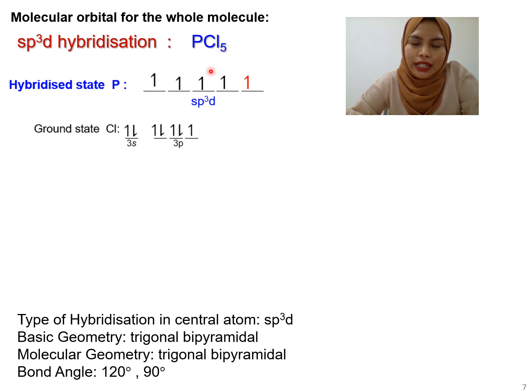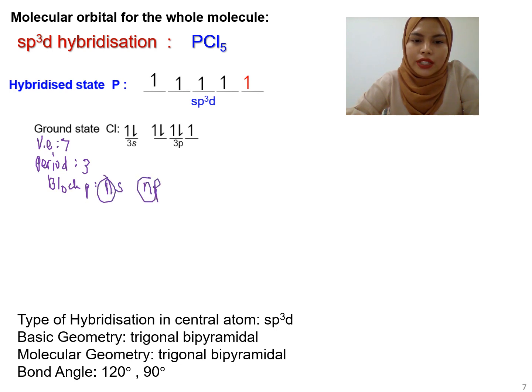Okay, untuk tahu which electron yang akan pair up dengan each of the single electron dekat sp3d ni, you kena tulis dahulu the ground state of Cl. Ground state ni adalah valence electron of Cl atom. Okay, you tahu valence electron of Cl ni ada 7, and then Cl ni berada dekat period 3 at the periodic table of element, and also dia berada di block P. Sebab blok P dia ada electronic configuration of ns and also np, di mana n ni number of shell dia, n equals to 3, since that period of Cl ni berada pada period yang ke-3.